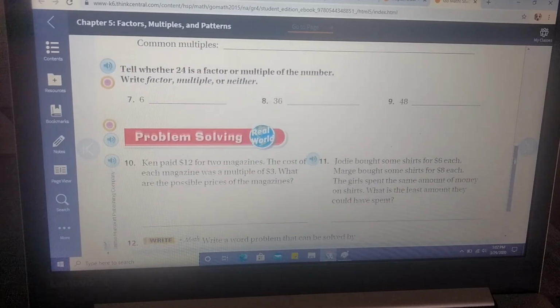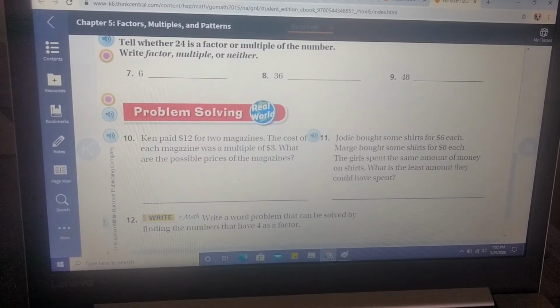For 10, Ken paid $12 for 2 magazines. The cost of each magazine was a multiple of 3. What are the possible prices of the magazines? So you're pretty much listing the multiples of 3 and the 2 numbers you can add that would equal 12, because that's the total he spent on 2 magazines. For number 11, Jody bought some shirts for $6 each. Marge bought some shirts for $8 each. The girls spent the same amount of money on shirts. What is the least amount they could have spent?